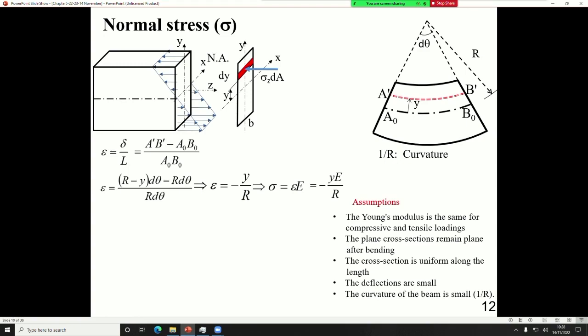Now this equation is handy, but the problem is we cannot keep measuring r for each value of m we are applying. So we are going to get to the r in our equation, the radius of curvature.